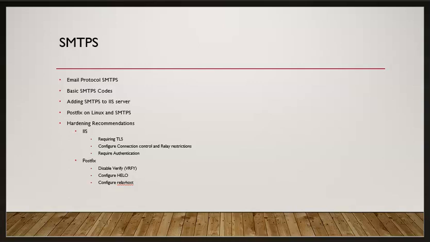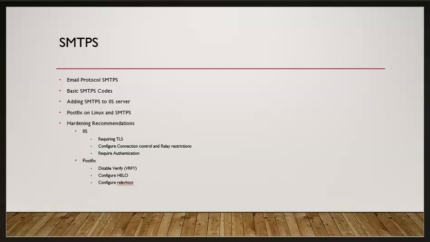So as far as adding the SMTPS server to the IIS server, it can be done by opening the server manager, selecting IIS, and scrolling down to roles and features. You'll select the drop down in the top right, and you will select add roles and features.